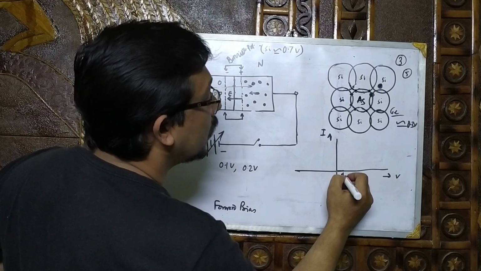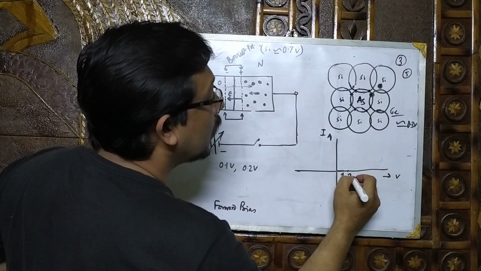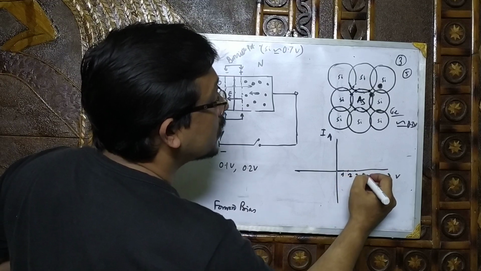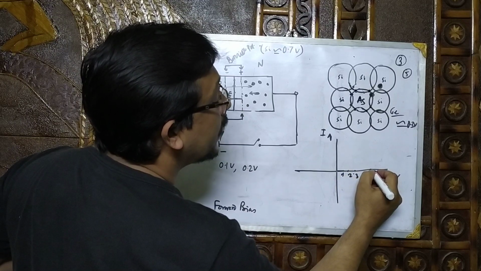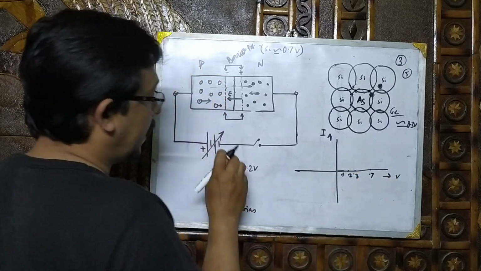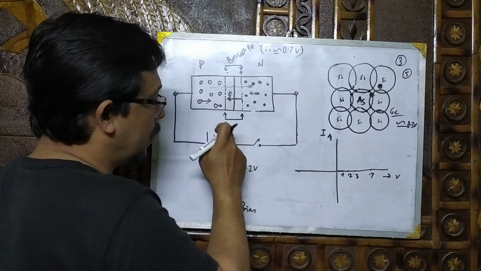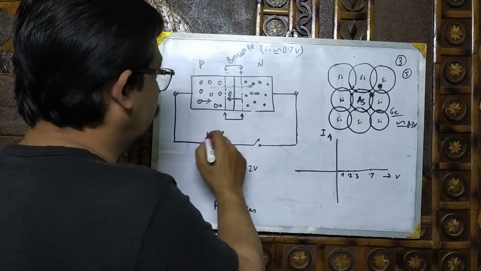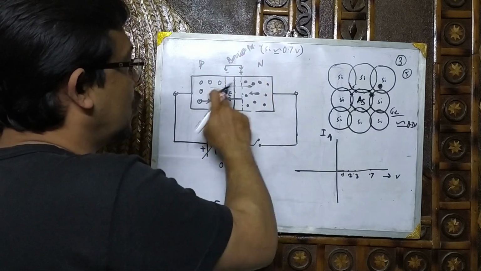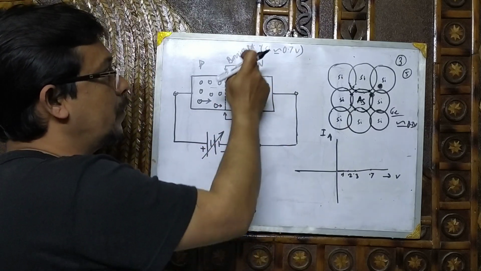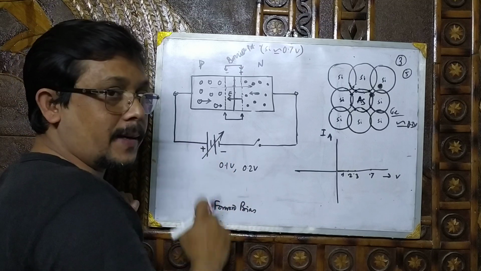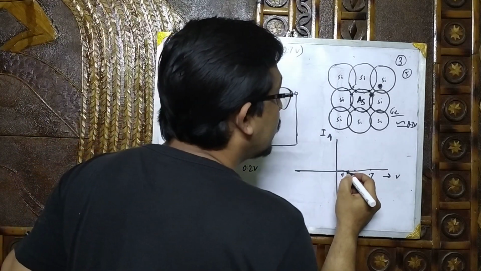0.1 volt, 0.2 volt, 0.3 volt. In this way, suppose here it is 0.7 volt, and gradually we are increasing. So when it is 0.1 volt, 0.2 volt, with this battery voltage, they cannot cross this barrier as the electric field of the barrier potential is higher than the battery potential. We don't get any current. See, we are not getting the current.